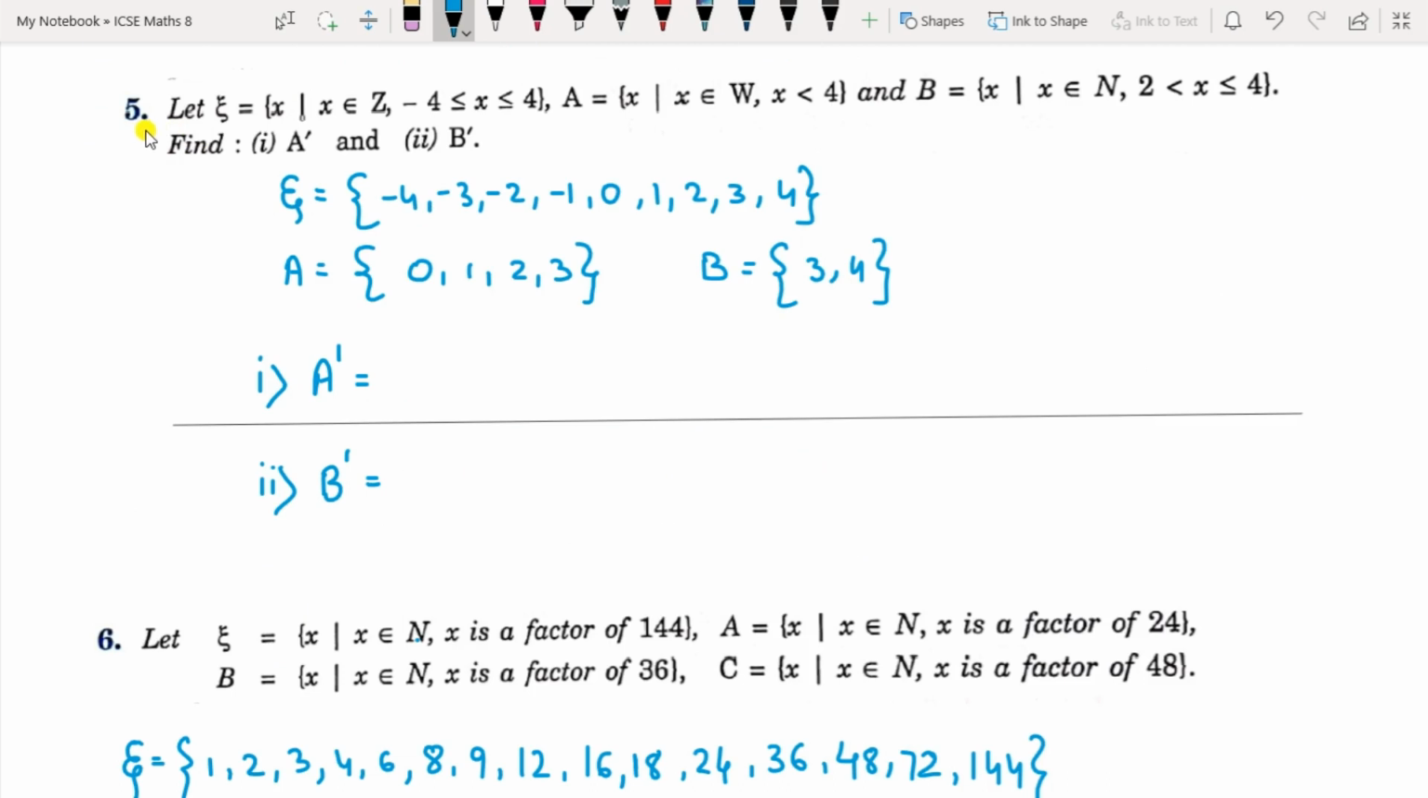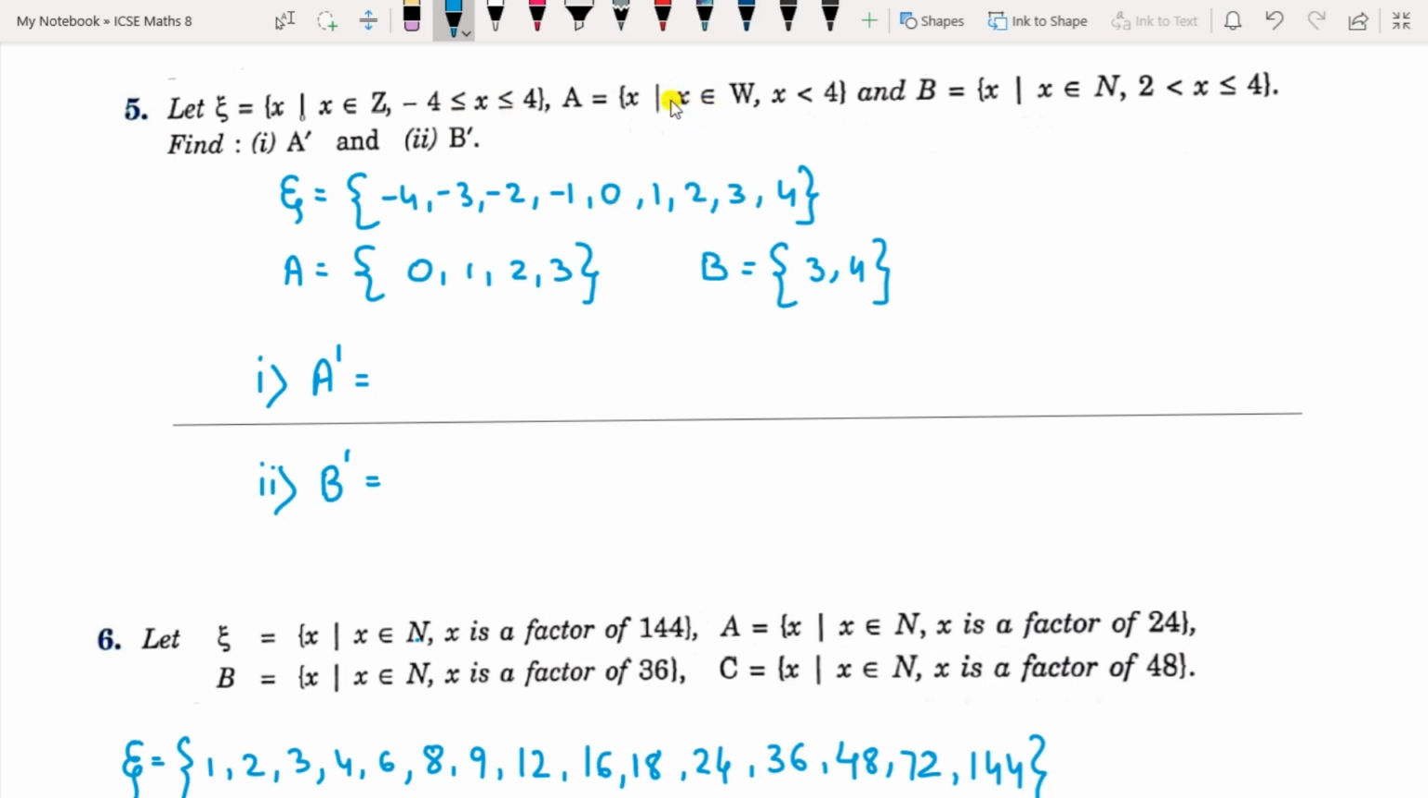Question number 5. The universal set is given in the set builder form, that is x such that x belongs to the integers from -4 to 4. The less than or equal to sign is also there, so that is -4 to 4. So -4 and 4 are also included in the set.